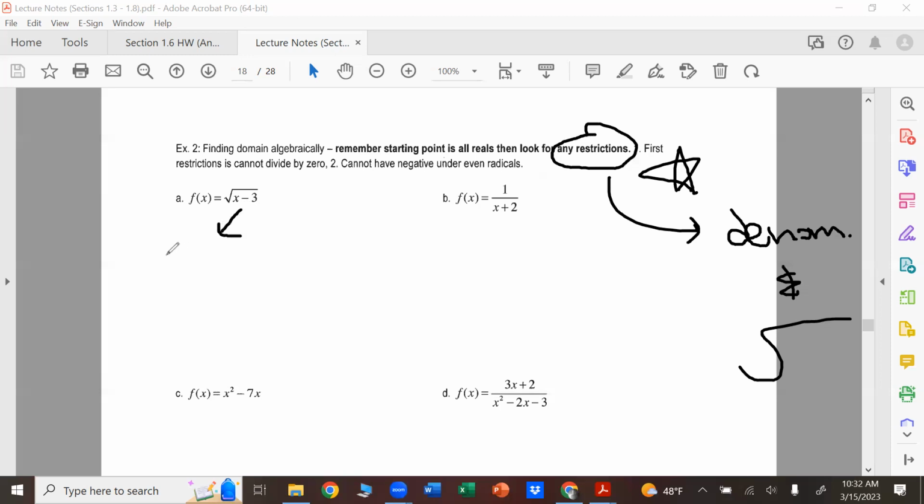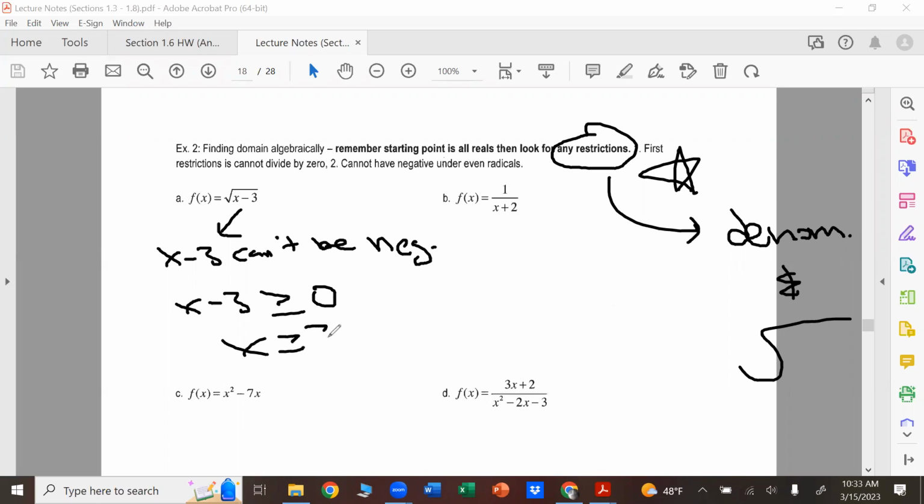So do you see a square root for A? Yes. X minus 3 can't be negative. So x minus 3 must be greater than or equal to 0. Therefore, x is greater than or equal to 3. How do I write that in interval notation? Bracket 3, infinity. So that's part A. Any question about part A? Does that make sense, guys? We're good? Okay. That was a restriction because you can't square root negative numbers.